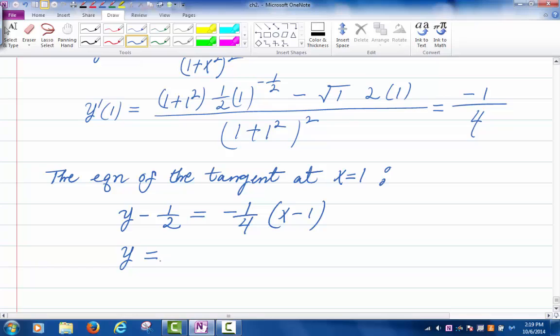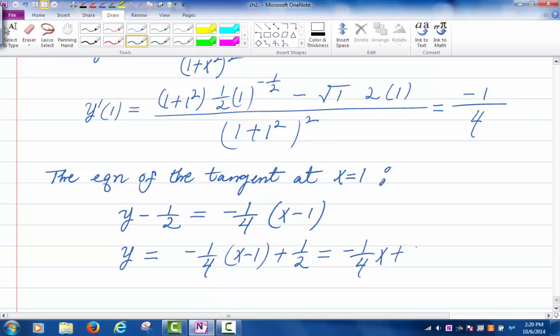WebAssign may want the answer in slope-intercept form. So in that case you have to solve for y. So what would y be? y would be negative 1/4 times (x minus 1) plus 1/2, right? And then if you simplify that, you get negative 1/4 x, you get a positive 1/4, right? Plus 1/2.